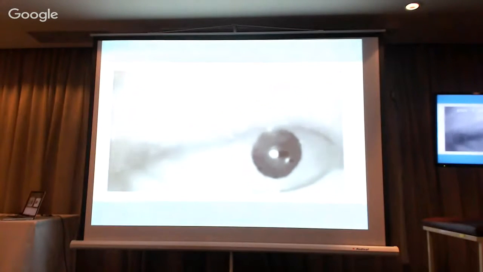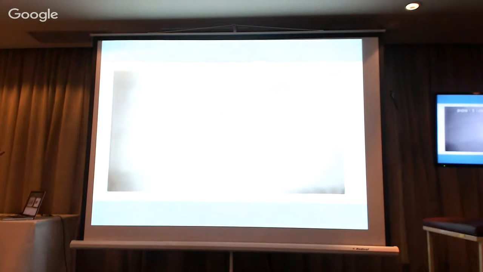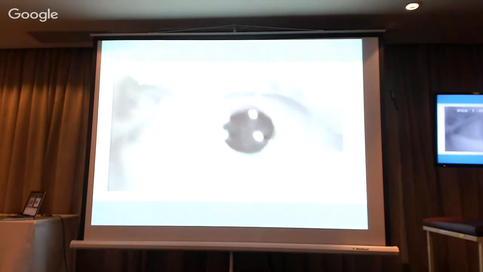This is the nystagmus we are going to see. So just see the nystagmus and see whether you can find any characteristics of this nystagmus.